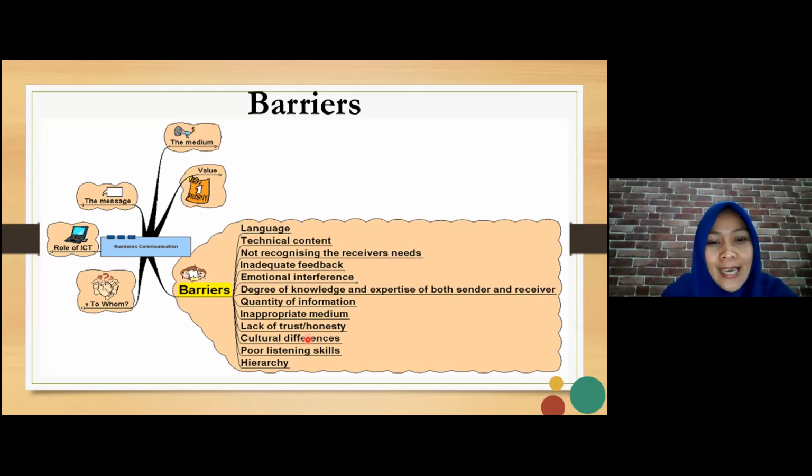Okay, and then the next one is the quantity of information, the number of pieces of information. Perhaps if you give too much in your message, out of the capacity of your receiver, it will be an overload. The receiver will be confused. The receiver will perhaps break his mind trying to catch your ideas.